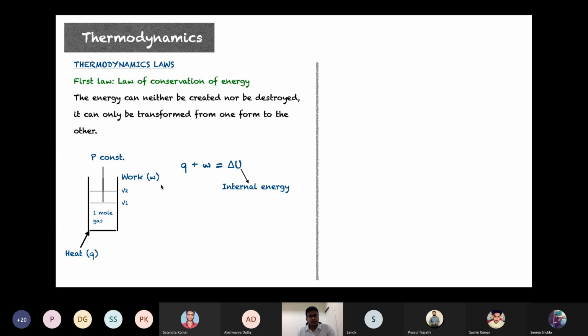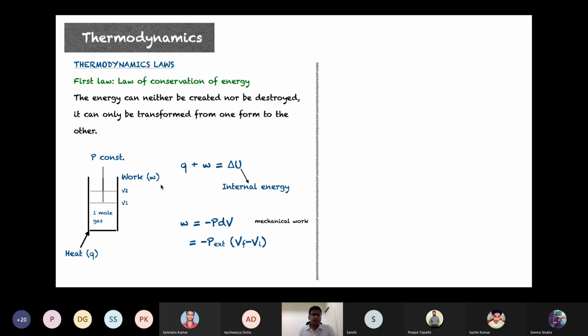Then we can write the expression of work. So what is work here? Work is defined as the product of P and delta V. So it's called PV work, or mechanical work. So what do we mean by that? We have a pressure which we call external pressure, and then we have a change in volume, V initial and V final. So the work is equal to minus P external into delta V.